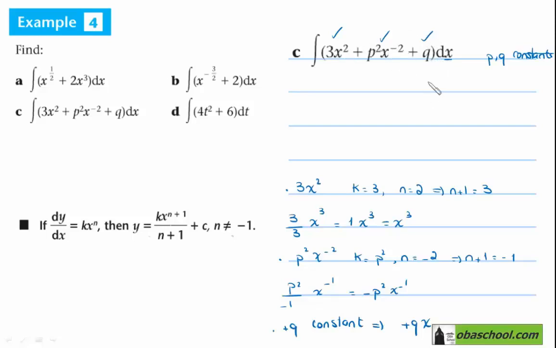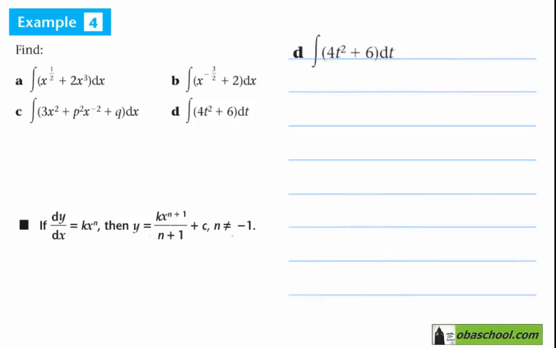Now let's substitute all the terms in the expression. So we get the integrated expression: x cubed minus p squared x to the power minus 1 plus qx, and again we need to write the constant c. It's important to write the constant c. If we forget it, then there is a problem and our answer is not complete.